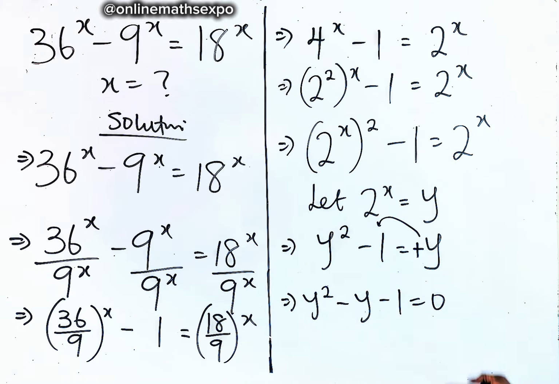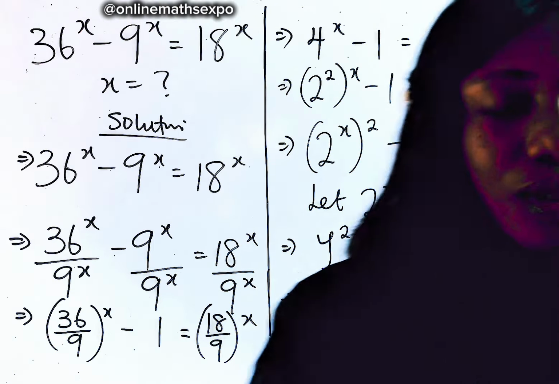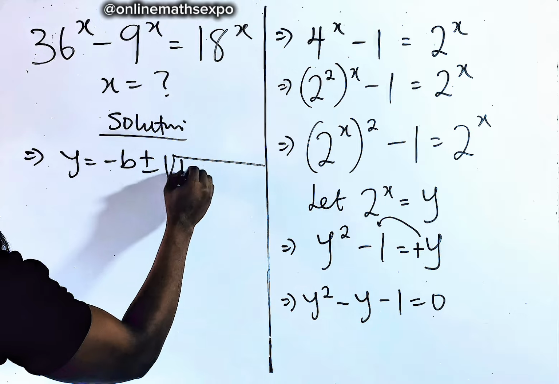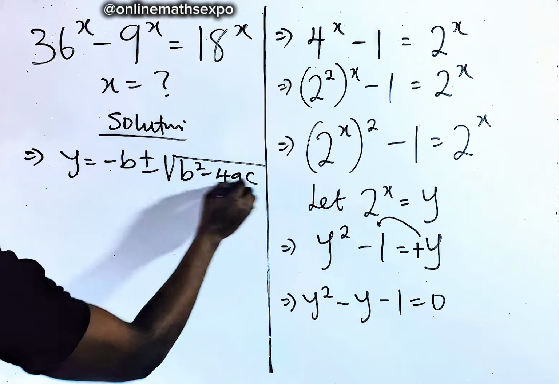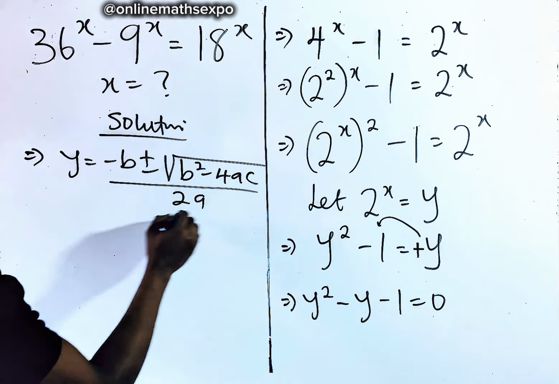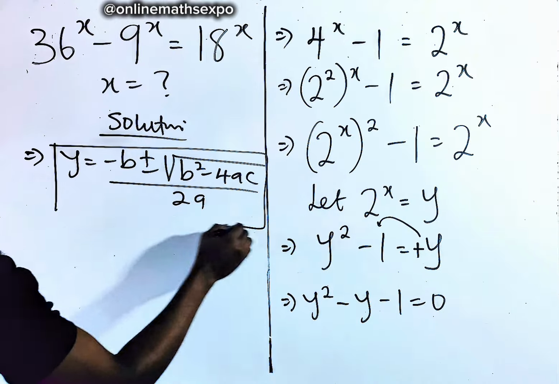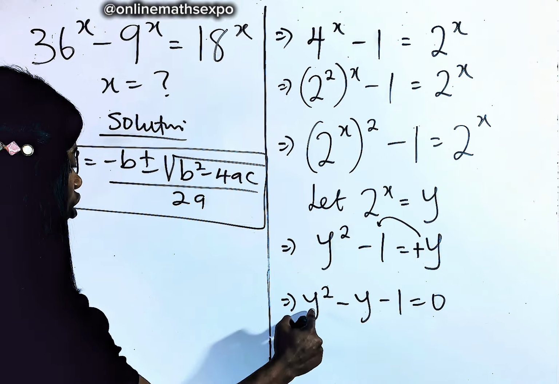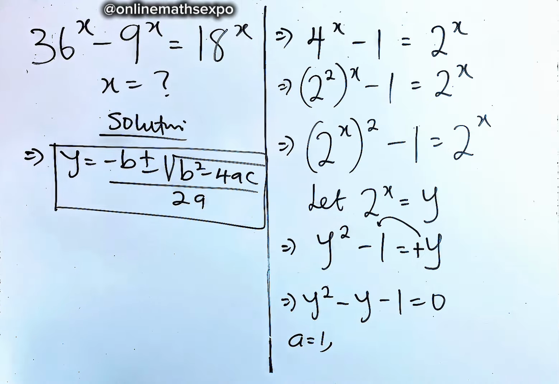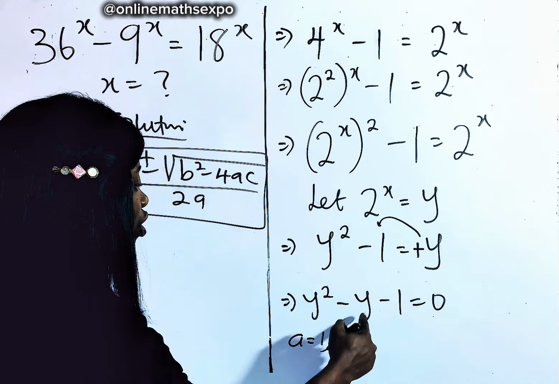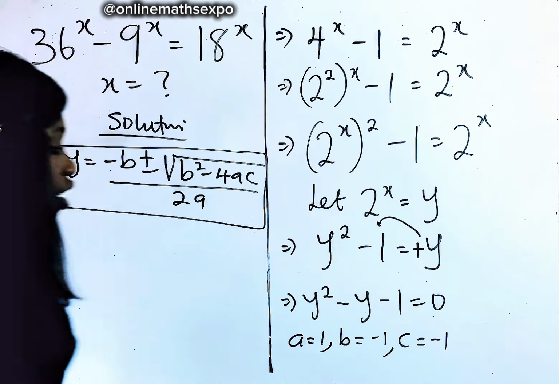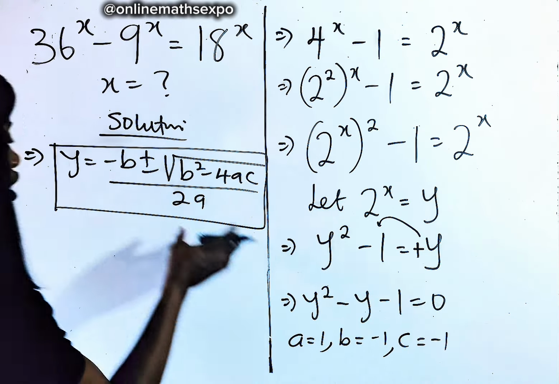Now we're going to solve using our quadratic formula. So we take it to this part to have y is negative b plus or minus the square root of b squared minus 4ac, divided by 2a. Now remember, your a is the coefficient of y squared, which is 1. Our b is the coefficient of y, which is negative 1. C is the constant, which is negative 1. So plug this into the formula.